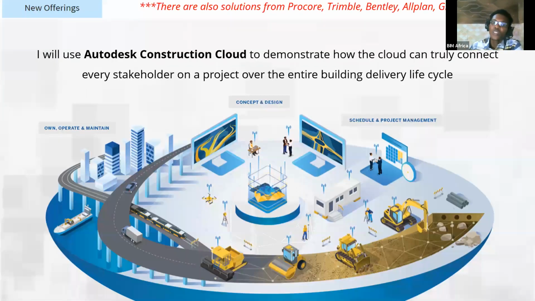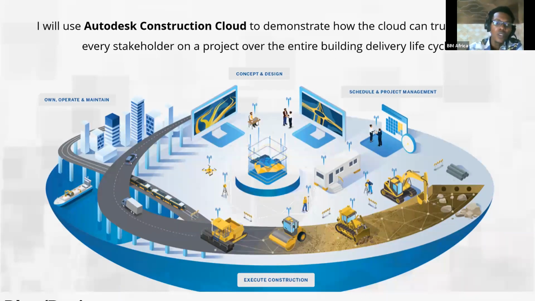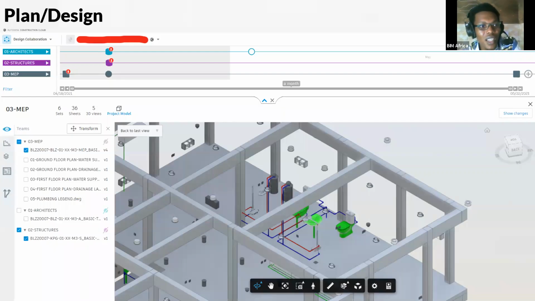So basically, I will use Autodesk Construction Cloud to demonstrate how the cloud can truly connect every stakeholder on a project over the entire building lifecycle, from concept and design to scale and project management, to own, operate, manage and maintain, and even to execute the construction. So very briefly, I will try to look at how this Autodesk Construction Cloud can actually help to connect. So we're talking about the era of connection. How do we connect all the stakeholders on a project in real time through the entire phases of a project delivery lifecycle? So I'll start with the plan and the design phase.